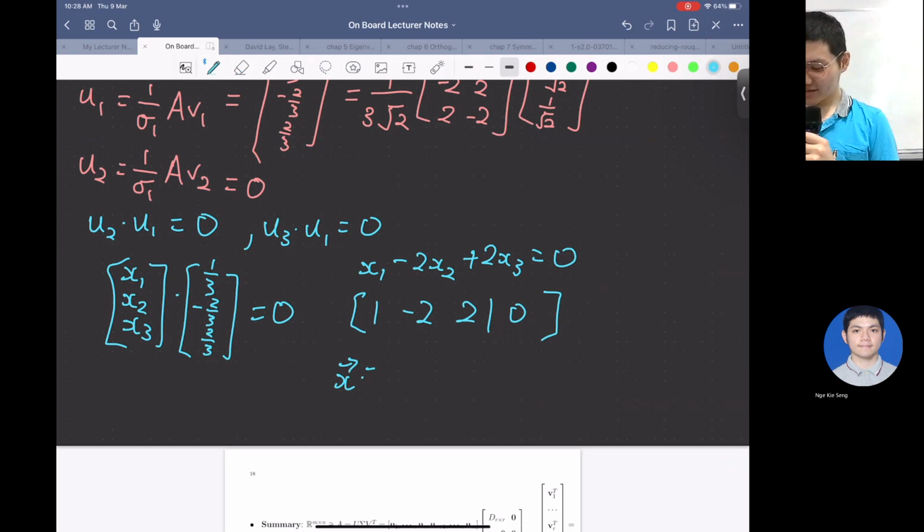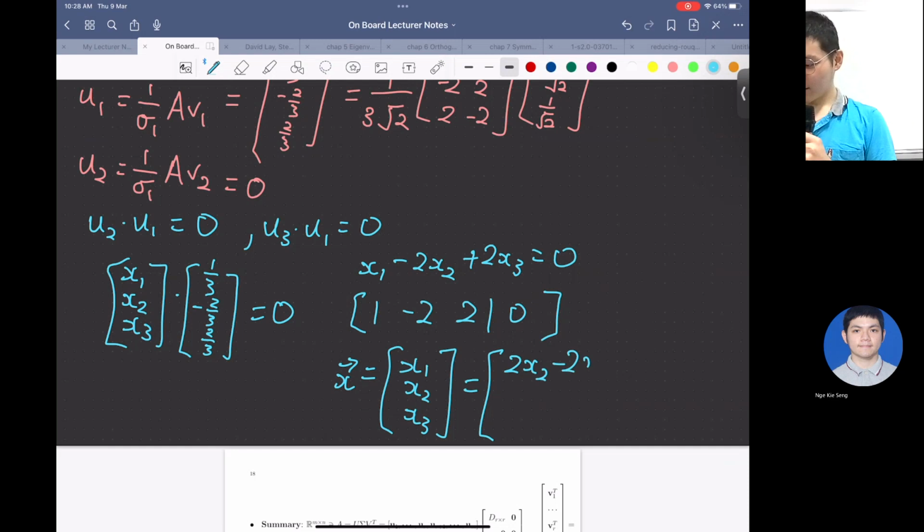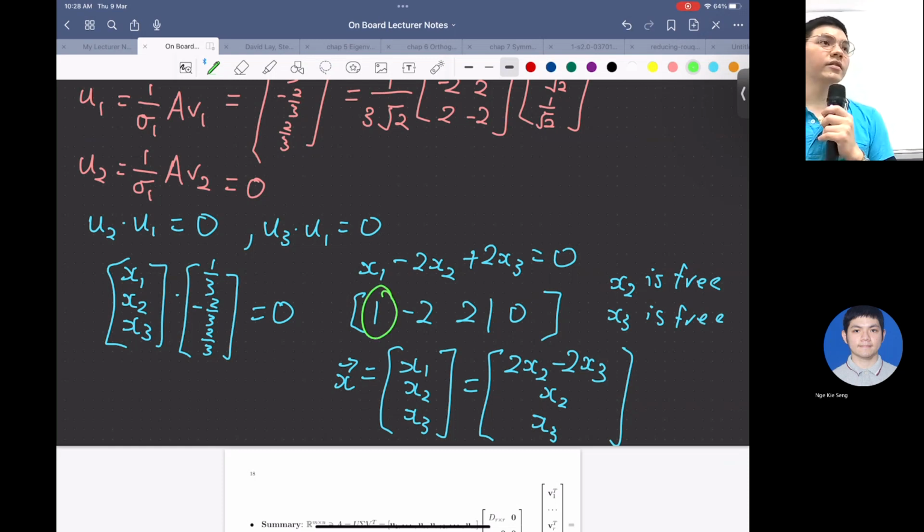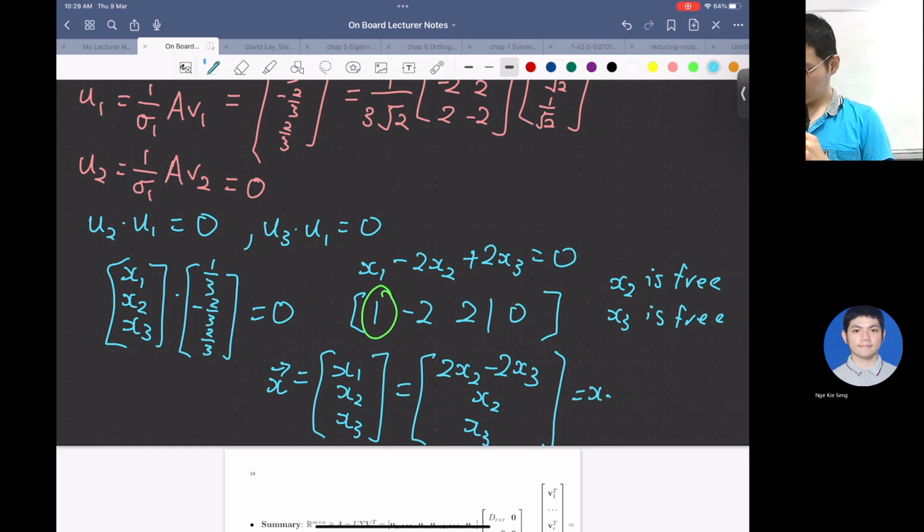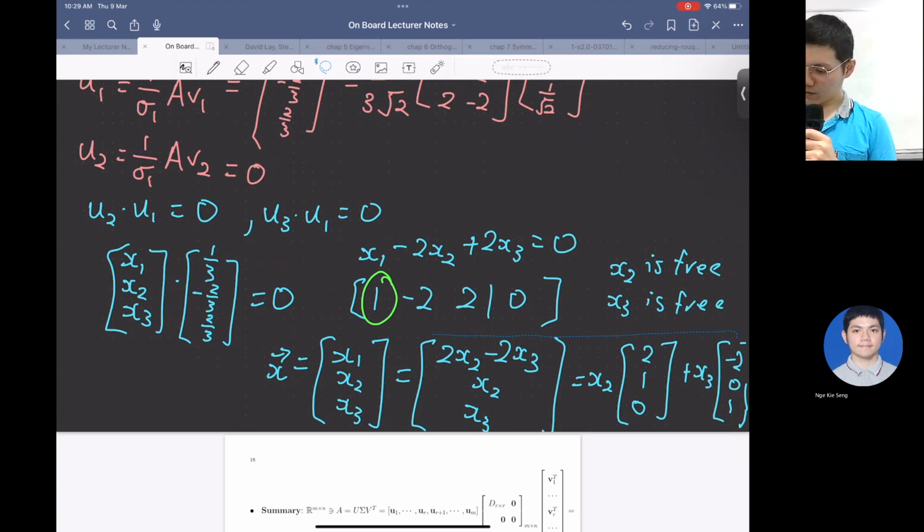So x equals x1, x2, x3, equals what? x2 times 2, 1, 0 plus x3 times minus 2, 0, 1. I circle the pivot, so this is the pivot. These are the parameters. So we can write it as a span of 2 vectors here: x2 of 2, 1, 0 plus x3 of minus 2, 0, 1. Meaning these two vectors are in the null space of the matrix here.